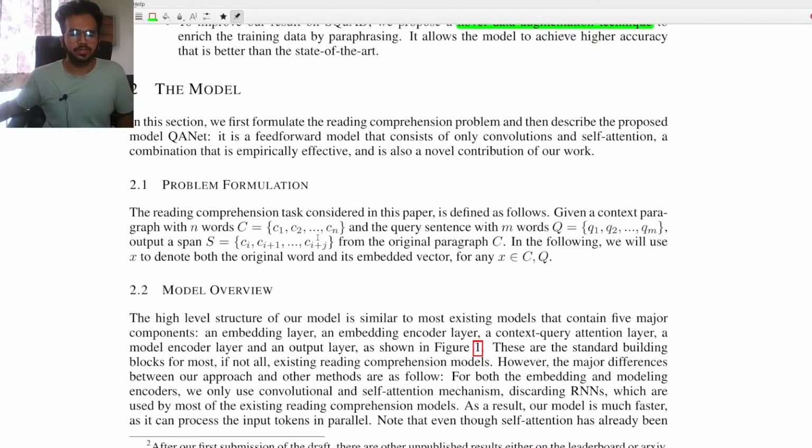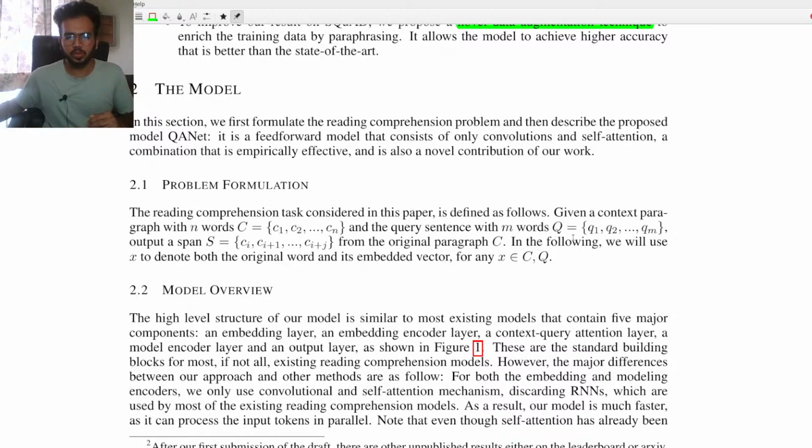Now we'll look at the model. The problem formulation: a context paragraph is there with n words, so you have a comprehension that you read, and there is a query sentence, which is the question. C would be the comprehension, Q would be the question, and S would be the answer. They call it S because it is a span, showing from which word to which word the answer lies for the particular question. There's a start index and an end index, and all the words in between are the answer to the proposed question from the original paragraph.